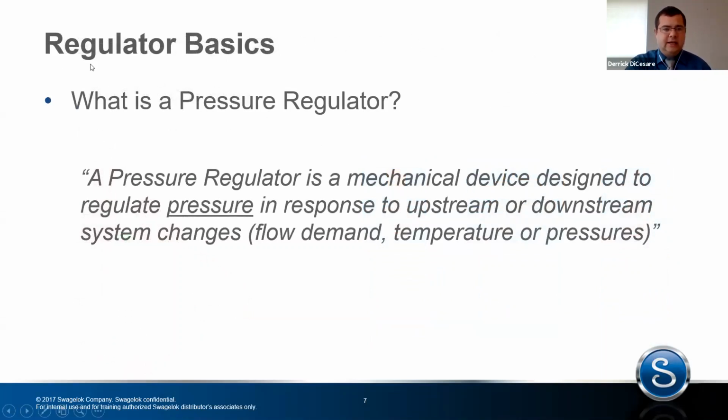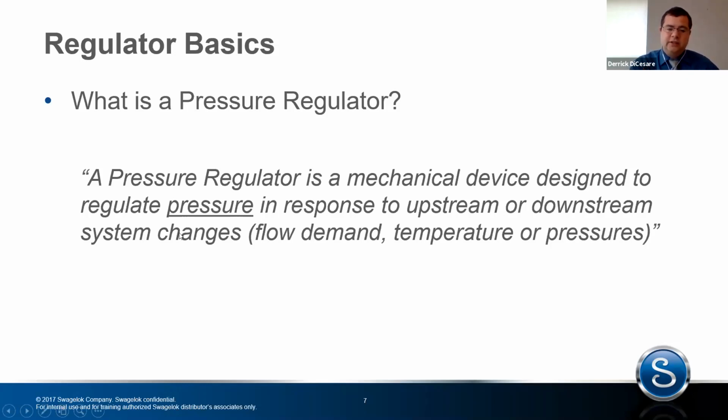So from a very basic standpoint, what is a pressure regulator? It's a mechanical device designed to regulate pressure in response to upstream or downstream system changes. And also to level set, upstream is going to be the inlet side of a regulator. Downstream is going to be the outlet side of a regulator. So upstream, inlet, downstream, outlet. Just so that everybody's clear, not everybody's familiar with that terminology, but I use it a lot in this.